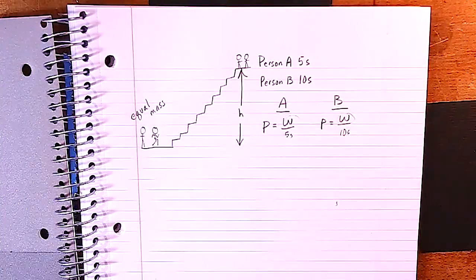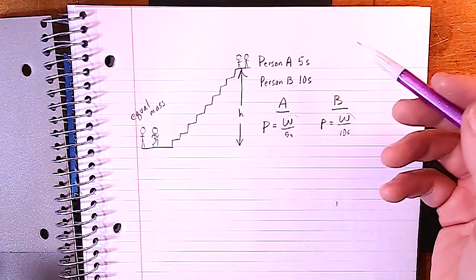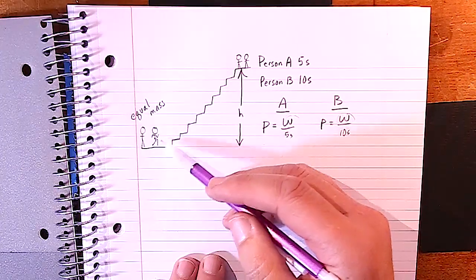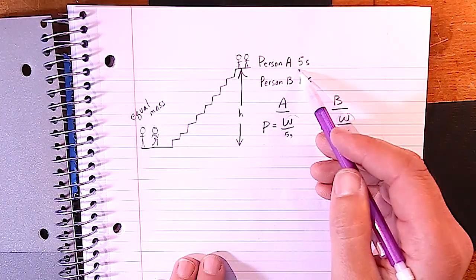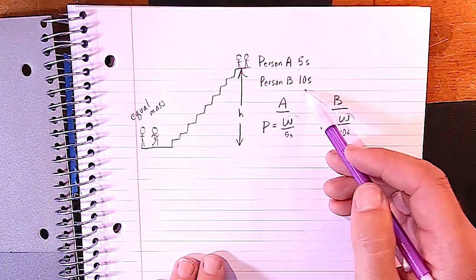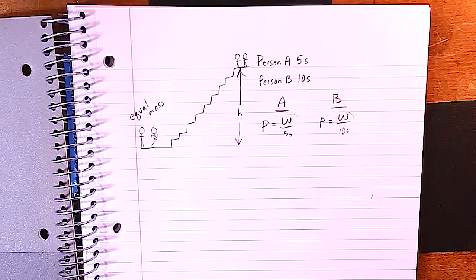This is a popular question to show up on tests. We have a staircase with two people, and the one person, person A, runs up the stairs in 5 seconds. The second person walks up the stairs in 10 seconds. And the question is, who developed more power?